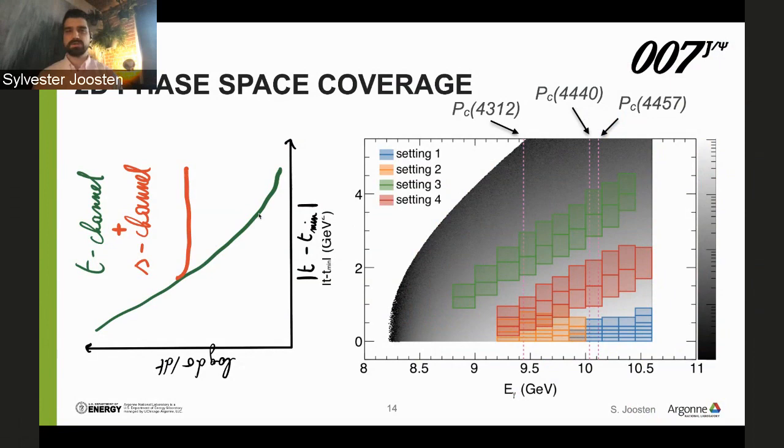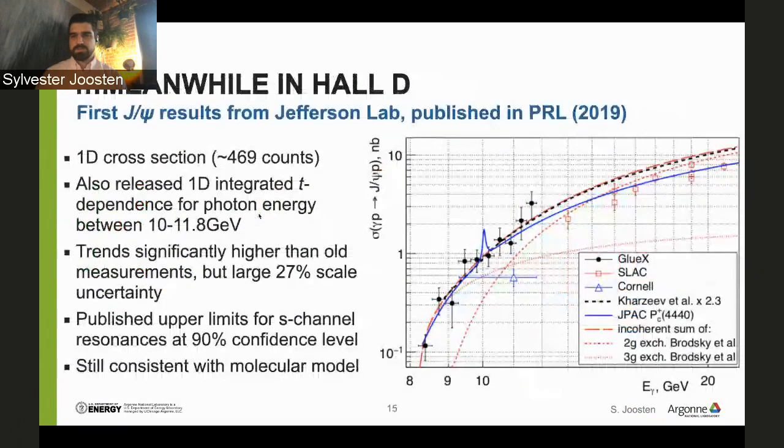So after the announcement of the LHCb, GlueX published their first J/psi results. They published a very nice 1D cross-section measurement, the total of the paper quoted 469 estimated counts. They also released a one-dimensional integrated t dependence for photon energies between 10 to 11.8 GeV. An interesting feature is that you can see from these points that it really trends significantly higher than the old data points. But there is a large 27% scale uncertainty that is inherent in GlueX not being the ideal machine to measure an absolute cross-section.